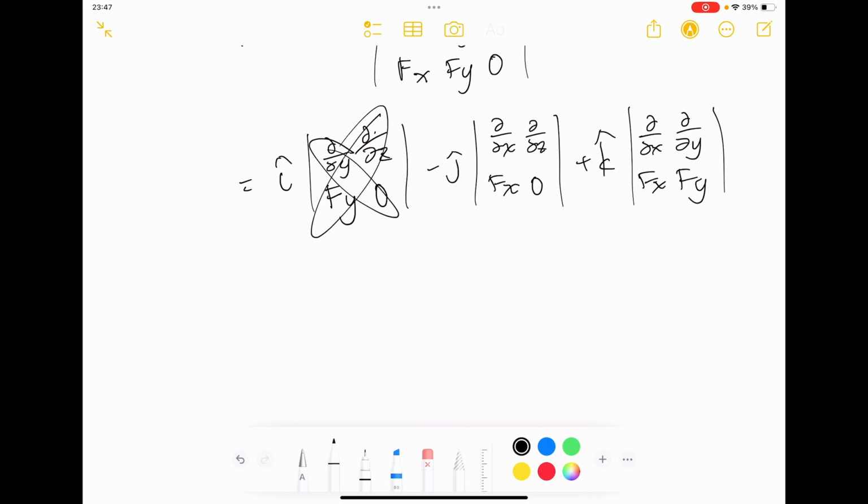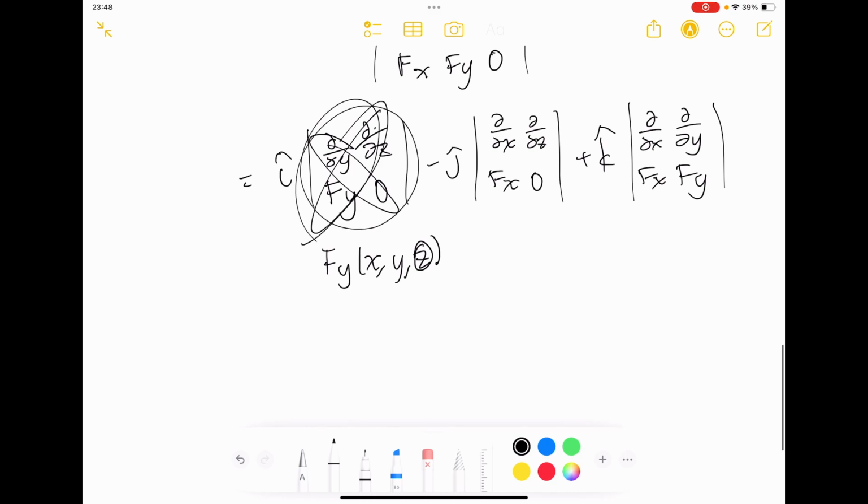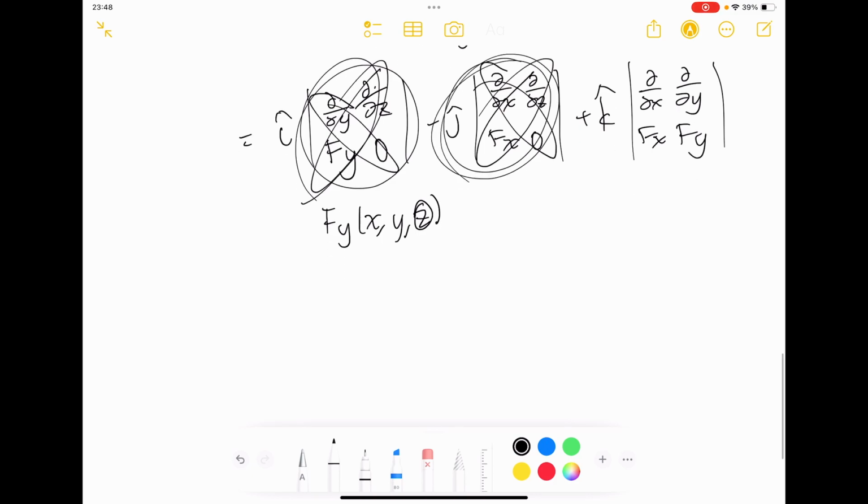How about this? Well, fy depends on x, y, and z, right? But our z is always 0. So ddz of fy must be 0, because it's a partial derivative. So it doesn't matter. This whole thing is 0. And same thing for here as well. That's clearly 0, but ddz of fx is also 0, because the z component of fx is 0. So that's 0 as well. And we end up with k multiplied by dfy dx minus dfx dy. And there you go.